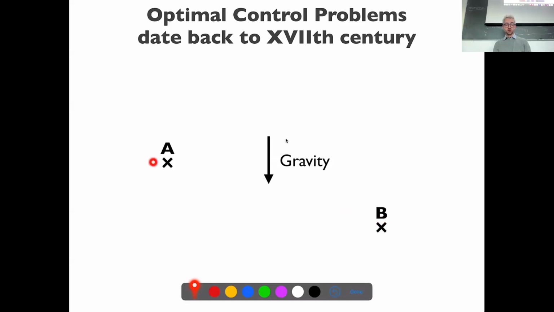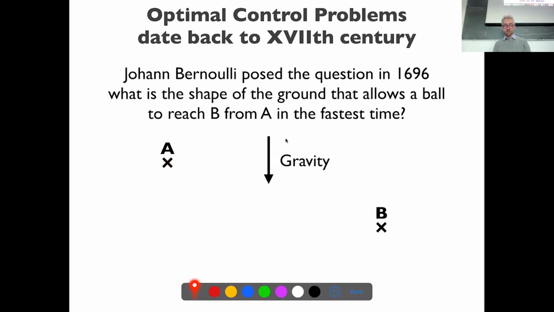Okay, you can imagine you might have a linear slope connecting point A to point B, and the ball just rolls down the slope. Or you might have a slope that goes down very quickly and then it's almost flat. Or you could have anything in between. What is the shape that leads to the fastest motion from point A to point B?